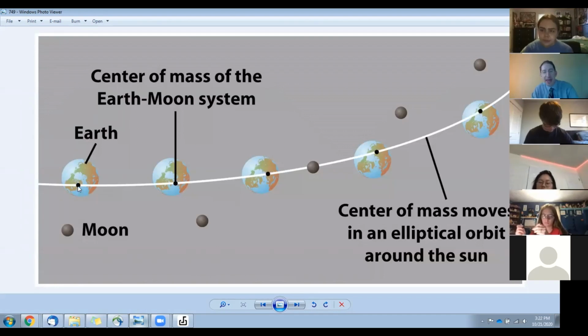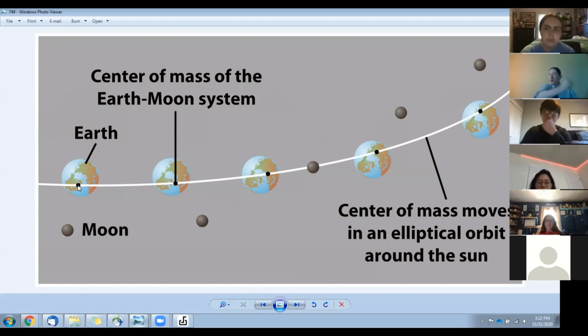It's our center of mass, which is the black dot. It's very close to the center of the Earth, but not exactly, because the moon's out here tugging on it, pulling it a little bit away. But it's the center of mass that orbits the sun, and Earth and moon orbit the center of mass as the center of mass orbits the sun. In the case of the Earth-Moon system, the center of mass is about 1/3 of Earth's radius from the center. So not too far, but a little bit.